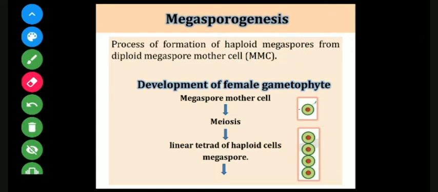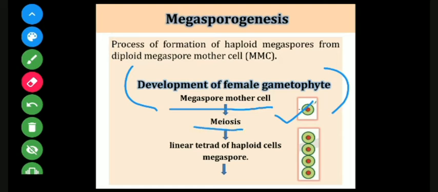Now, the development of the female gametophyte. We have already been studying this in the previous slide, but still here I have given you the protocol so that you can easily understand. I am going to simultaneously mark the keywords, so kindly note it. See, the megaspore mother cell. This one is a megaspore mother cell which is diploid in nature. As you know, whenever a cell is diploid, it will undergo meiosis.